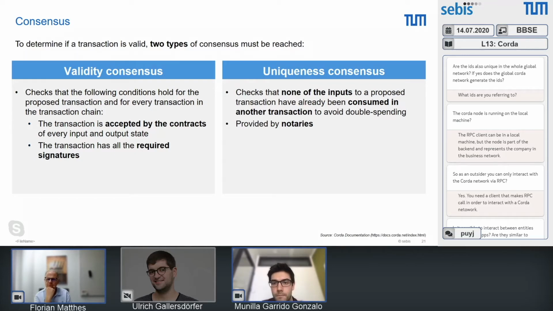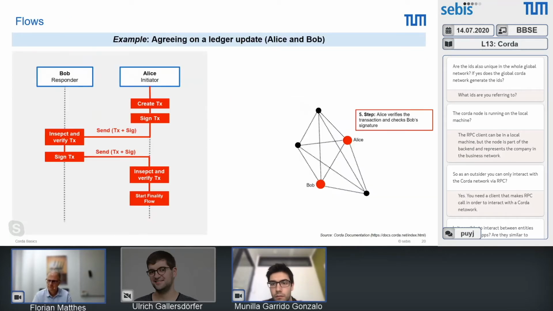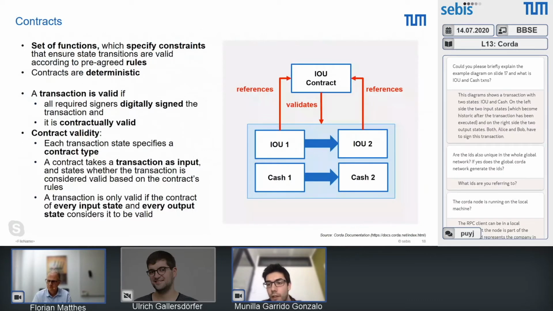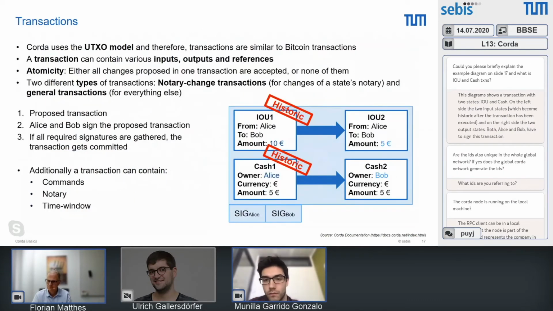Okay, so there's another one. Somebody would like you to explain better. Let me see what it was. Yeah. Could you please briefly explain the example diagram on slide 17 and what is IOU and cash transactions?